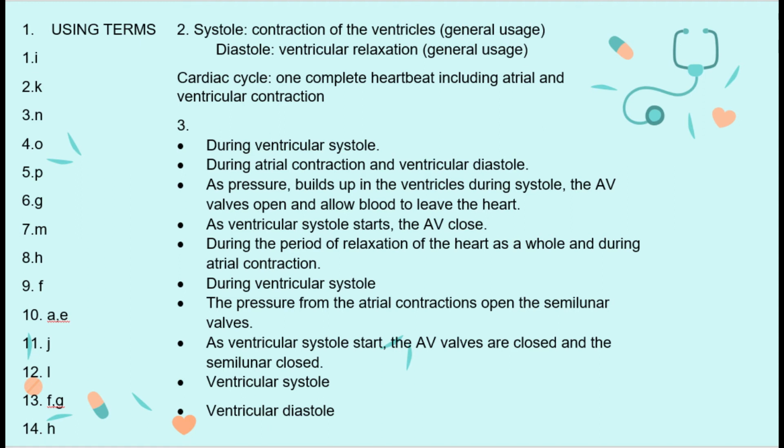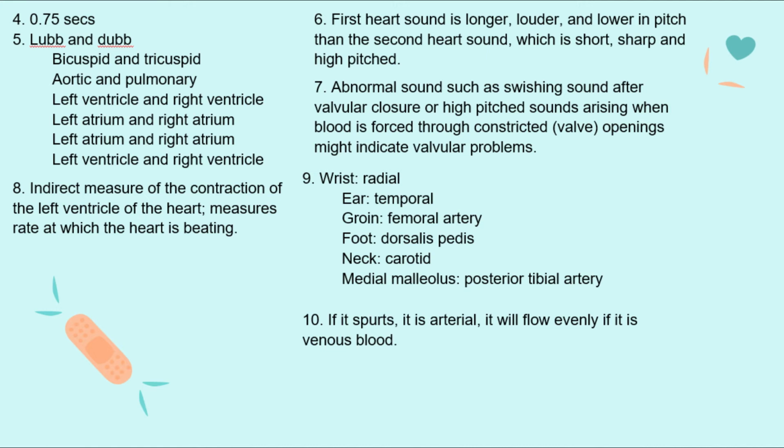At what point in the cardiac cycle is the pressure in the heart highest? Answer, ventricular systole. Lowest, ventricular diastole. Number 4, if an individual's heart rate is 80 beats per minute, what is the length of a cardiac cycle? Our answer is 0.75 seconds.